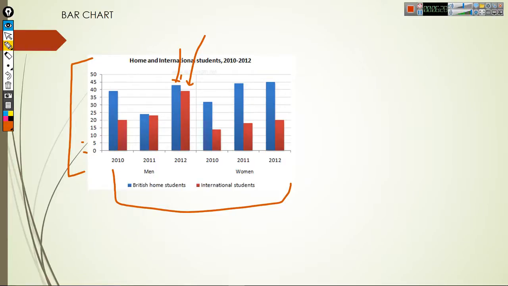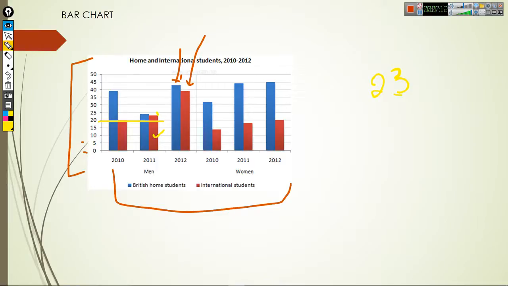So if I ask what number of international students appeared in the exam in 2011, you can clearly see this bar, the red one. This is 2011, and red represents international students. This is 20, this is 20, and this is 3 more than 20. Actually there are no intermediate lines, so it is difficult to identify, but you can see the gap is equal to 2. Okay, it means 23 international students appeared in the exam in 2011.